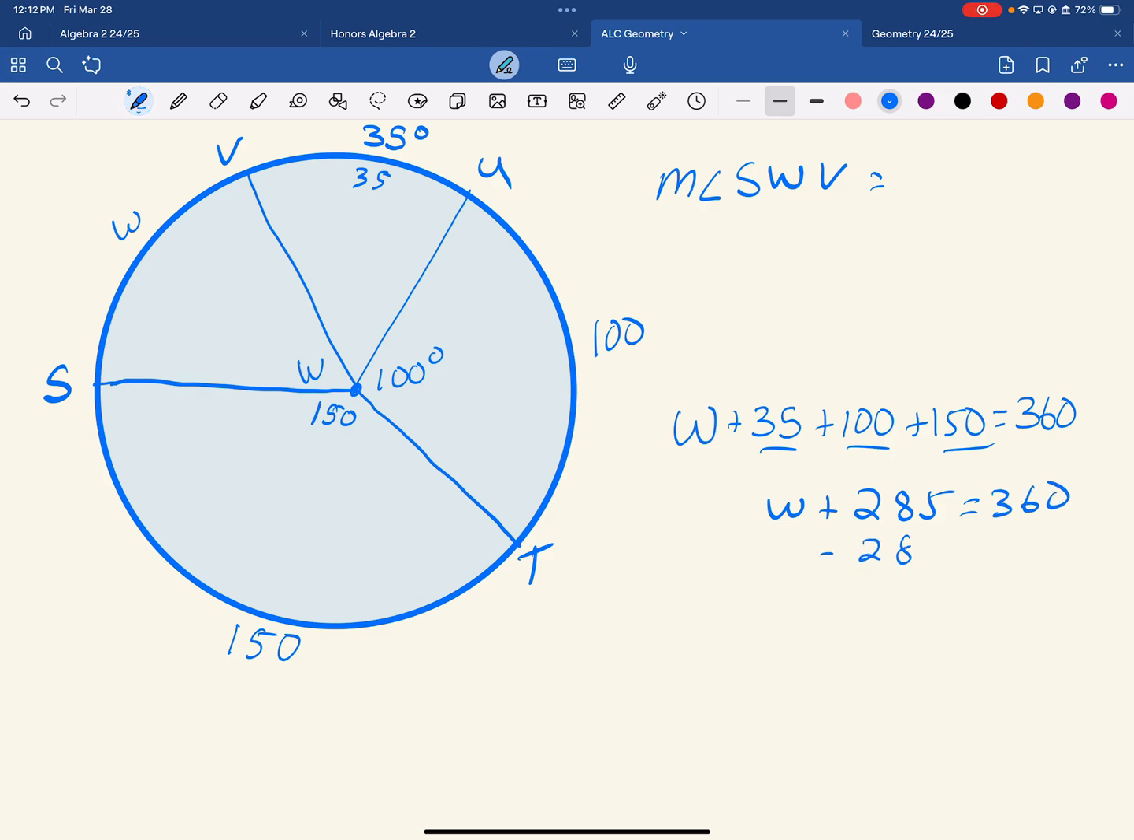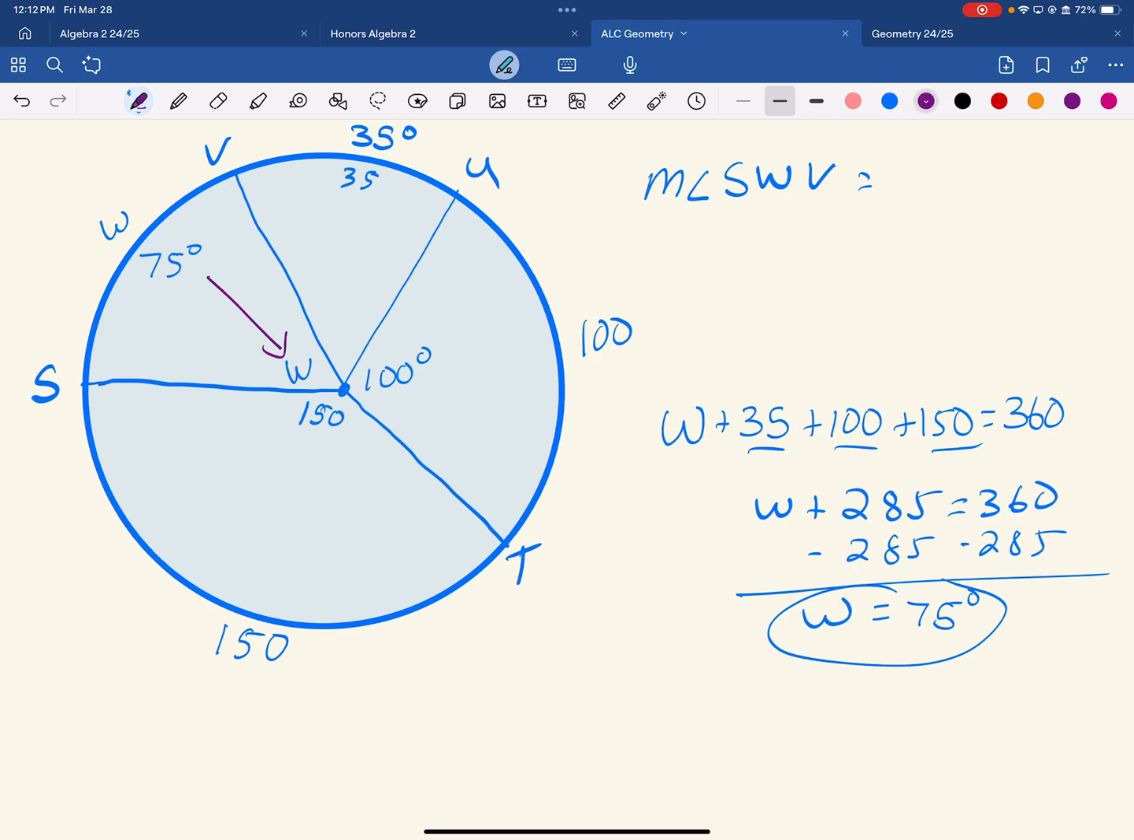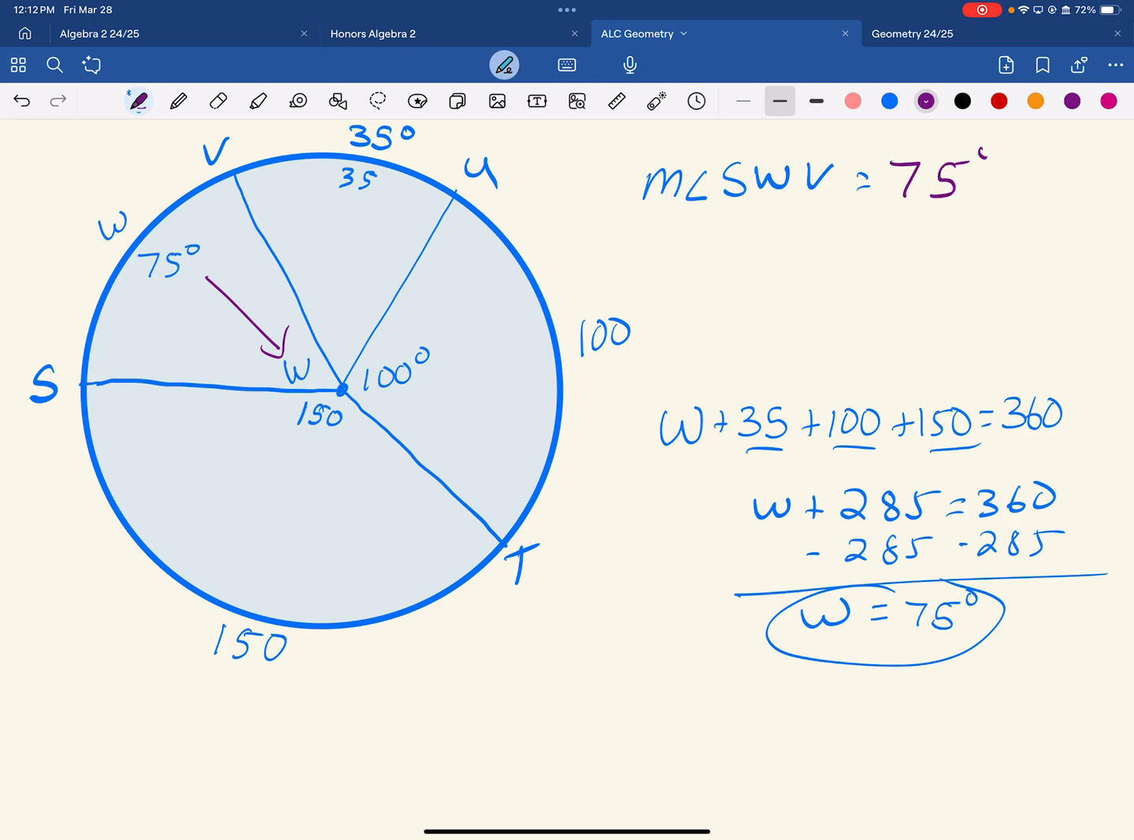Subtract 285 from both sides. Hey Siri, what's 360 minus 285? 360 minus 285 is 75. So the arc we just solved for is 75 degrees. If the arc is 75 degrees, the angle has to be exactly the same, so that's 75 degrees as well. And you're done. In this case, we put a plan together, and once we put that plan together, we just went ahead and executed it. Questions with that one?